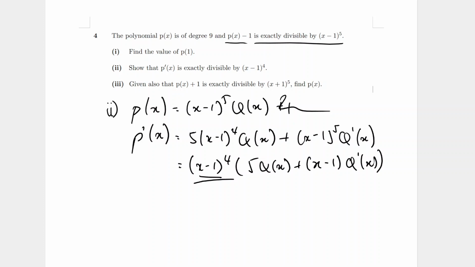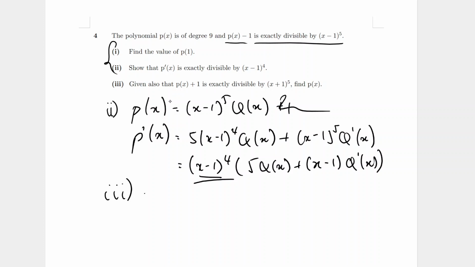So, part 3. Given also that p(x) plus 1 is exactly divisible by (x plus 1)^5, find p(x). Okay, so step questions, right? It might be sensible to look at the first 2 parts, and it might be sensible to do the same thing as in the first 2 parts. So, what is p of 1? No, we don't need to find p of 1. We could just show that p prime is exactly divisible by blah, blah. Okay, so let's do that.